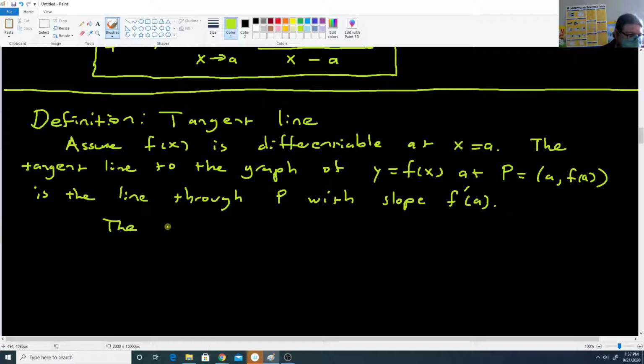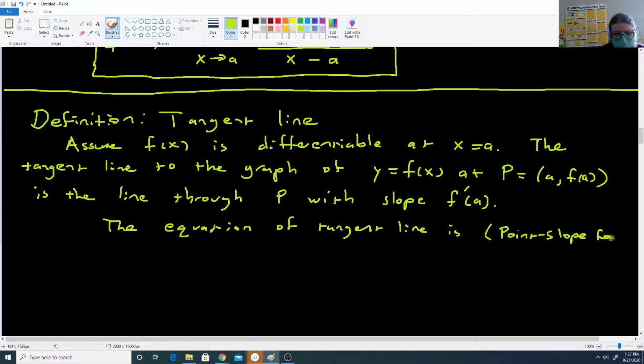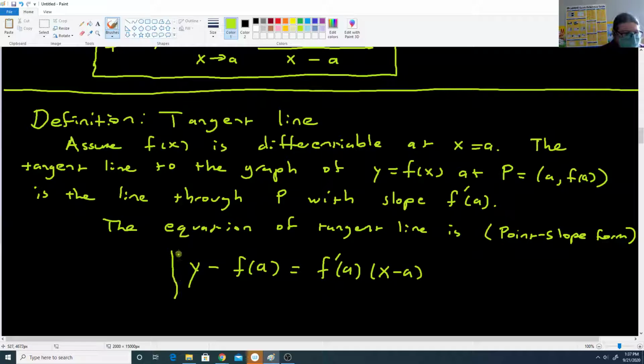The equation that they're going to give us of the tangent line is, and they're going to give us the point slope form. So this is going to be y minus f of a equals f prime of a times x minus a. So this is the form our book uses.